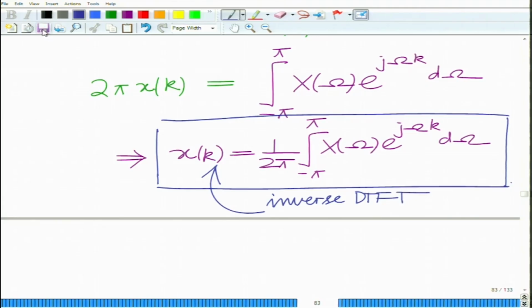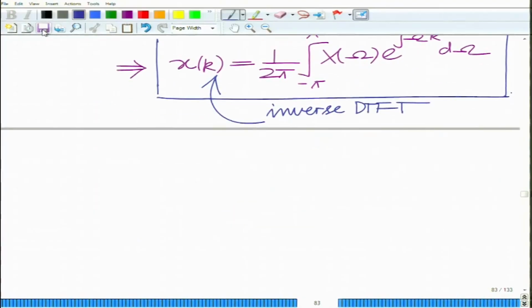This is the expression for the inverse discrete Fourier transform. All right. So, this basically gives us the expression for both the discrete time Fourier transform as well as the inverse discrete time Fourier transform. All right. And this is for a discrete time aperiodic sequence x. Okay. Let us look at some of the properties of this DTFT.